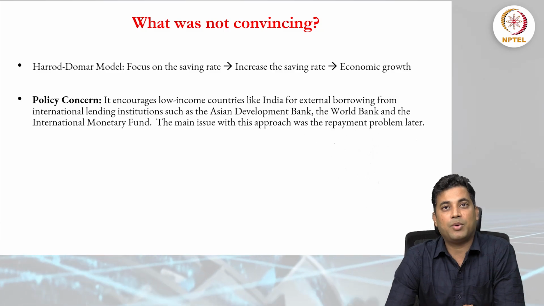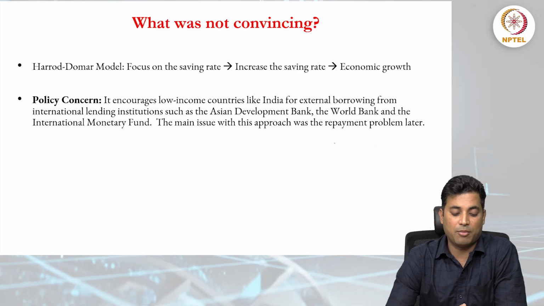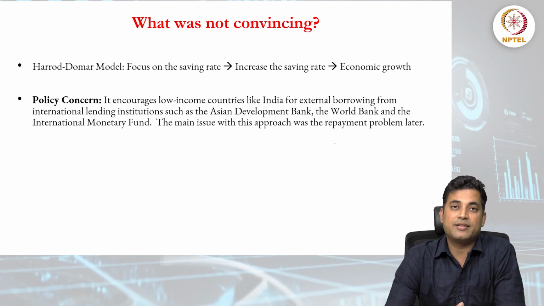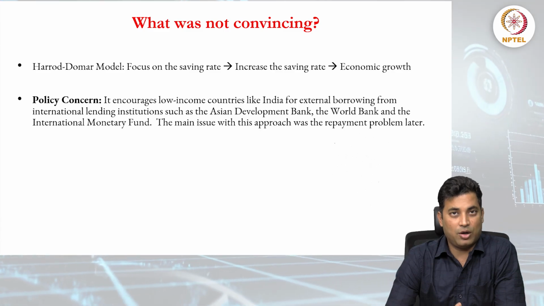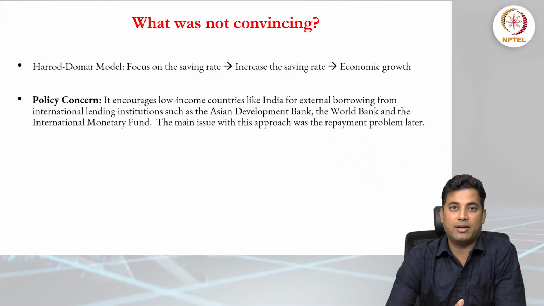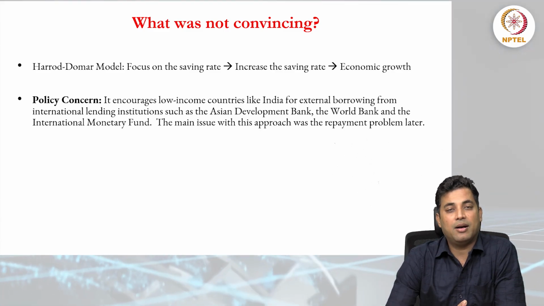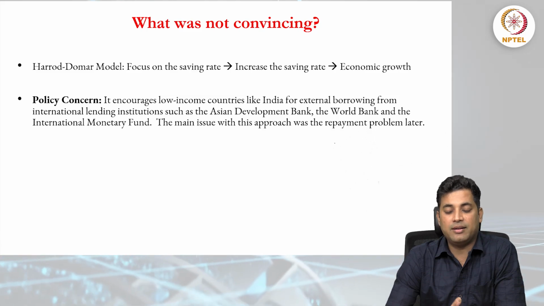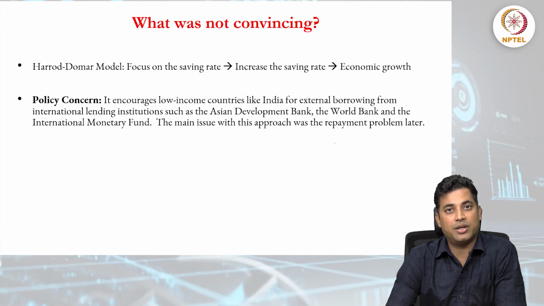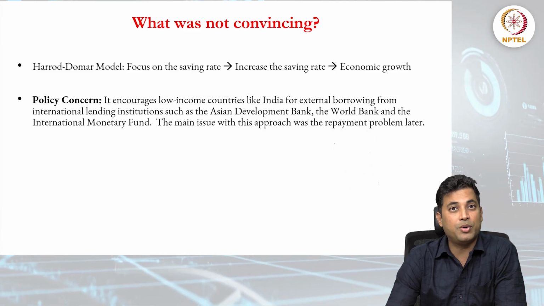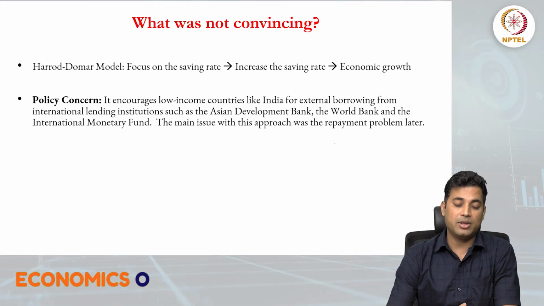In sum, the Harrod-Domar model emphasized the savings rate. As we already discussed, if you save more, then economic growth will be there. So increasing the savings rate will lead to a rise in the economic output and eventually economic growth.